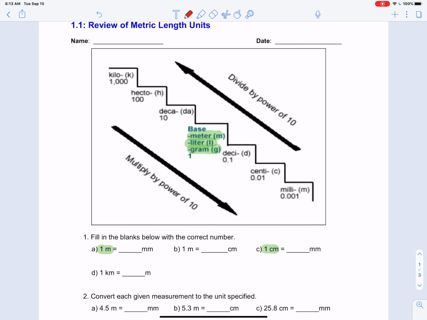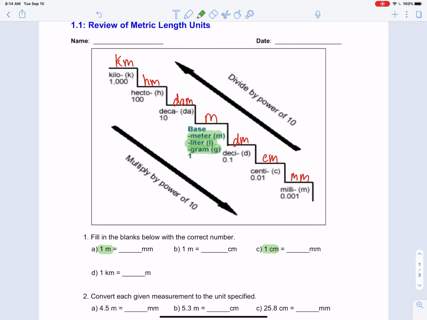So our first focus will be on this idea of meters, which is abbreviated with an M. If you go to decimeters, it's going to be dm, centimeters, cm, millimeters, mm, decameters will be DAM, hectometers, HM, and kilometers, KM.